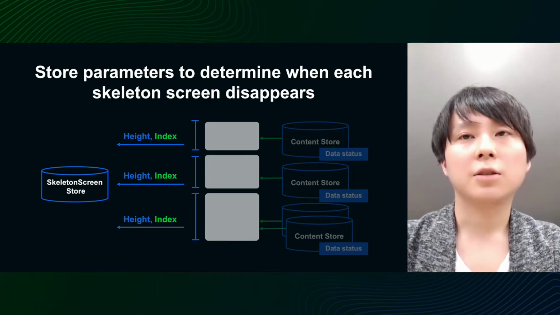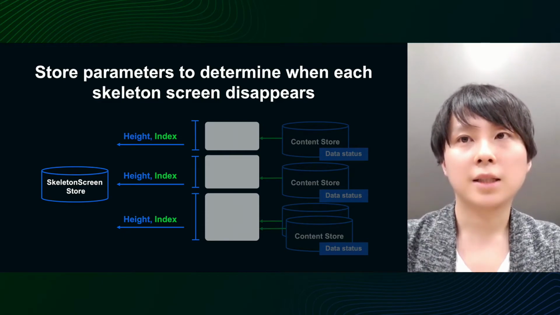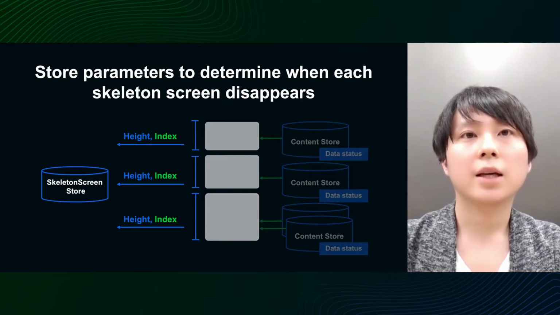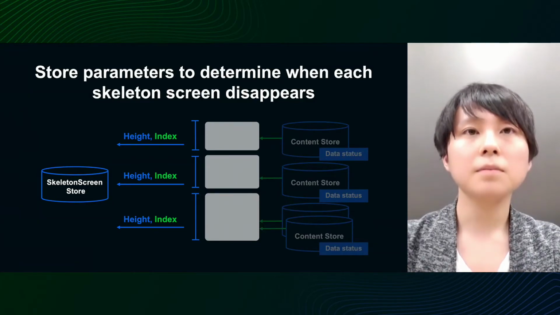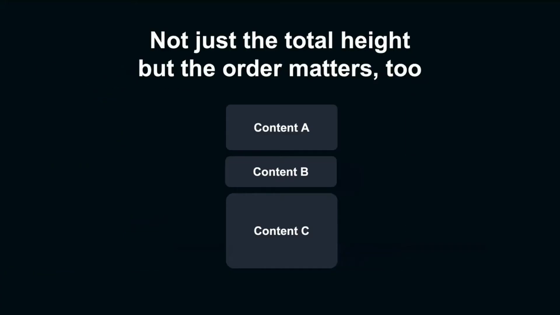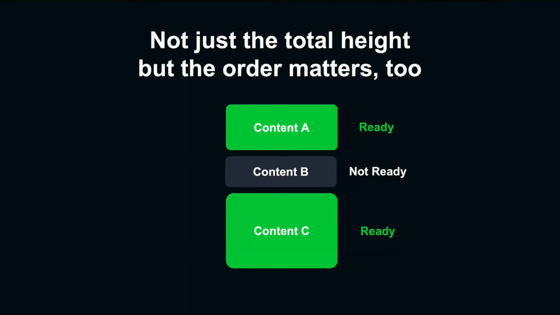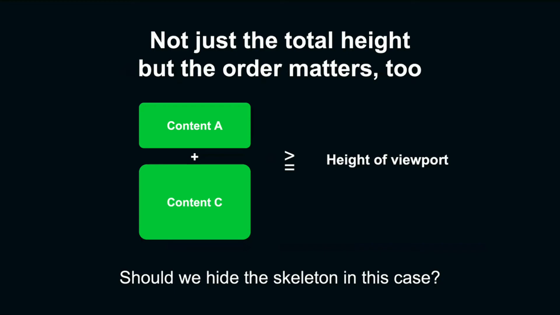The height can be stored in the store that manages the release of the skeleton screen. At this time, in addition to the height of the component, the index that indicates how many components are placed from the top is also stored. The reason for this is the way the total height is calculated. For example, if you have a layout with 3 components, A, B, and C from the top, you can calculate the total height of the 3 components as follows.